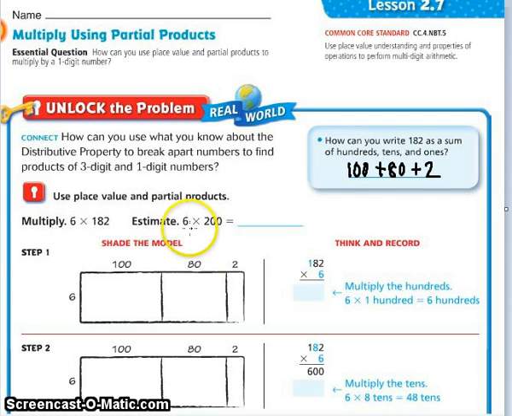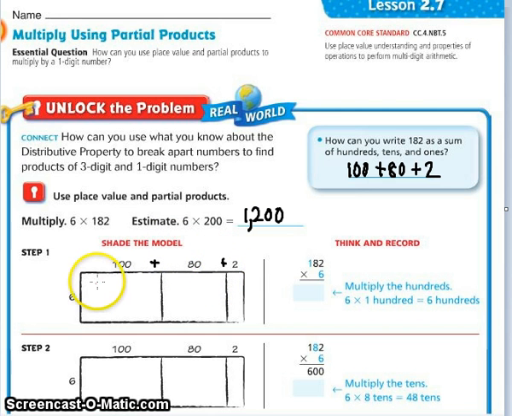First thing we want to do is estimate it. Since this is 5 and above, we're going to round this to 200. 6 times 200 is 1200. Okay, let's look at our model. Step 1, we're going to shade the model. Remember, we broke this apart into expanded form. Right here, we have 100 plus 80 plus 2.